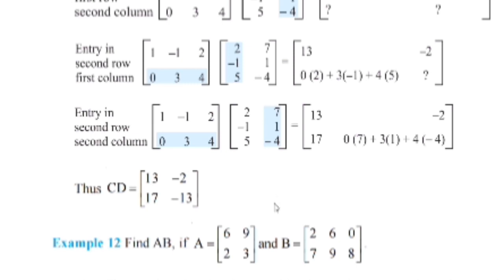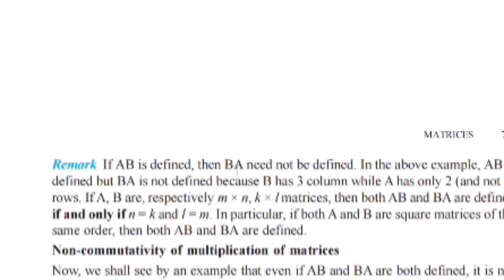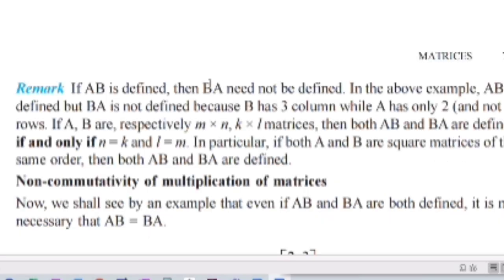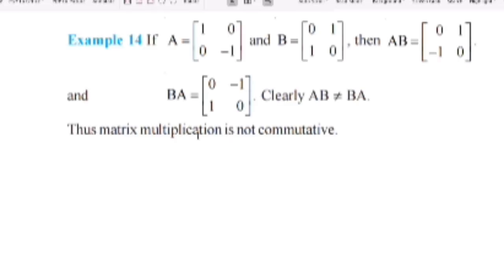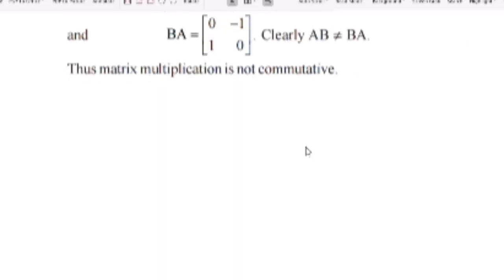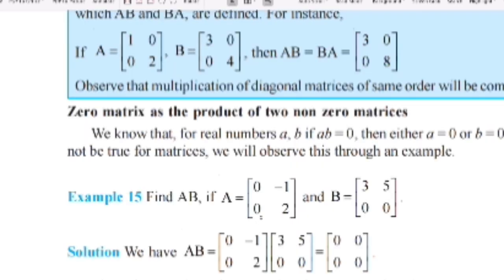It is not always that AB and BA are defined. Sometimes AB is defined, BA may not be defined. Now sometimes AB and BA both will be defined and they need not be equal. You can just see that AB is this and BA is something else. So they are not equal. But sometimes it will be equal. They will be equal only if it is a diagonal matrix. So this matrix multiplication is not commutative. So not always commutative. Rare cases.